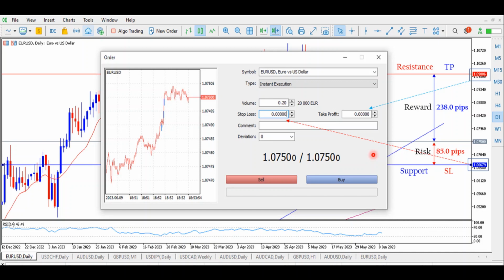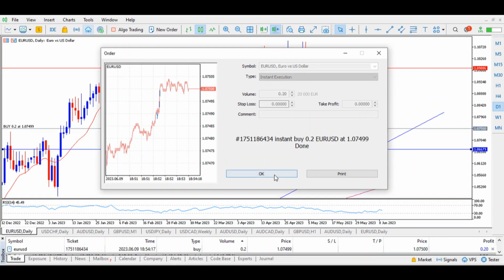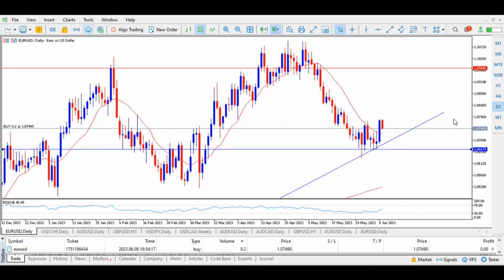But there is another method as well. If you want to first place your order, buy or sell, then you can modify your stop loss and take profit prices. Here I will use the second method. First I will place my order, then I will modify the stop loss and take profit. So let's place our order. Now I'm buying. Now my order is already placed.